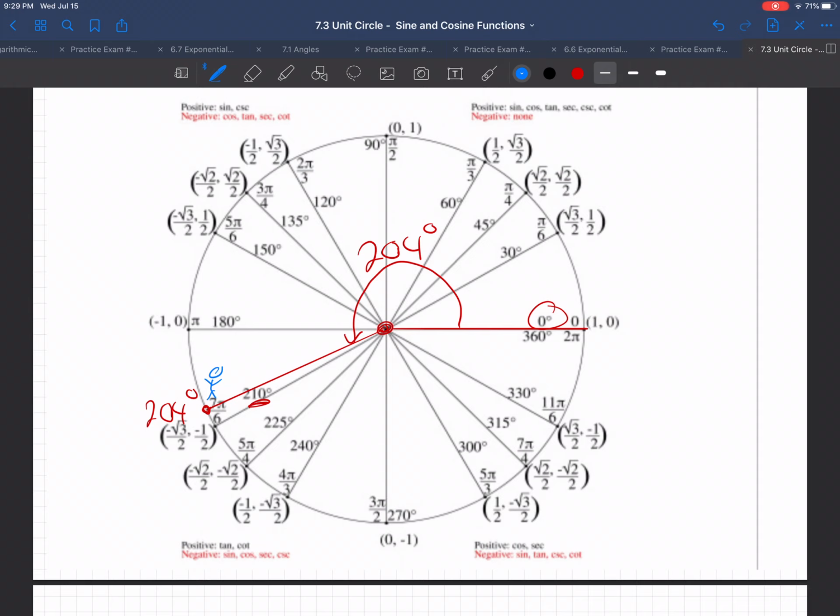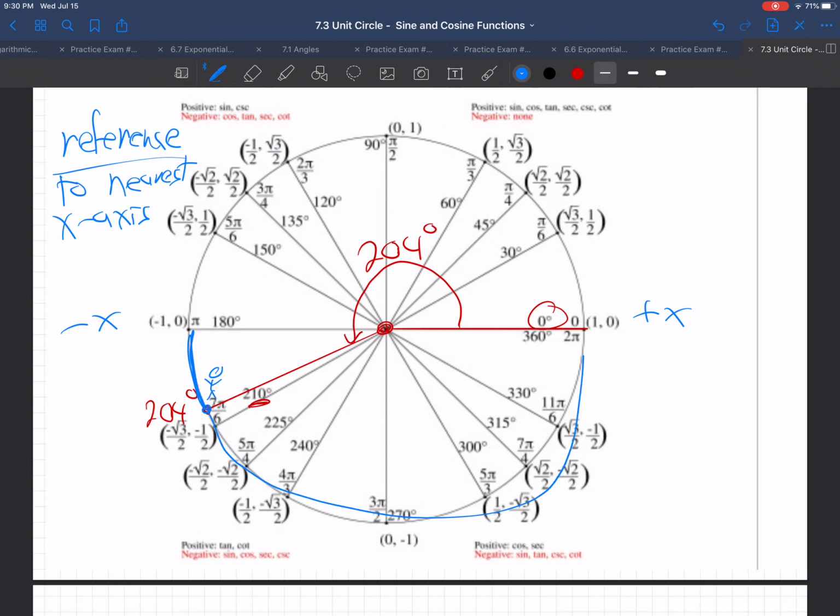Now, for how far from there to the nearest x-axis, because that's what a reference angle is. Reference means with reference to something. With reference to the nearest x-axis. It's how far to the nearest x-axis. Well, what do you mean nearest? Well, this is the positive x-axis on this side. This is the negative x-axis on that side. So if you're right here, this is obviously the closer x-axis than going all the way over there, right? So the nearest x-axis is going to be the negative side of the x-axis rather than the positive, at least when you're over here at 204 degrees.